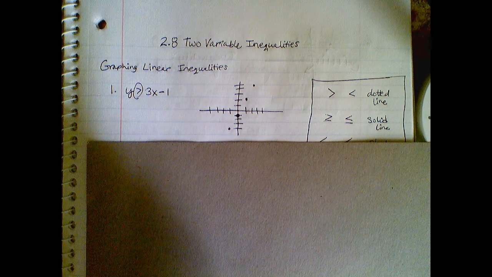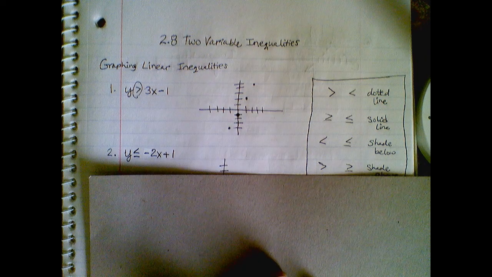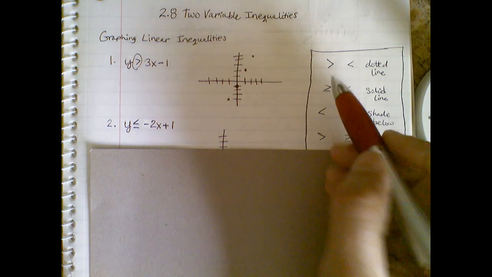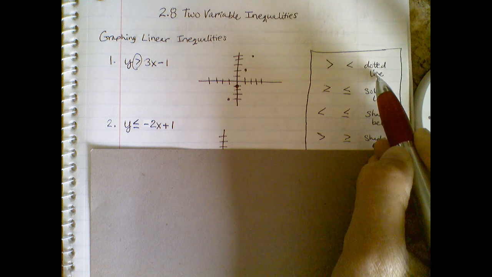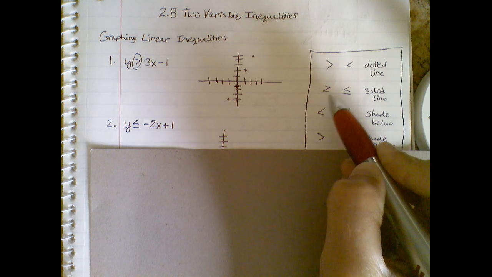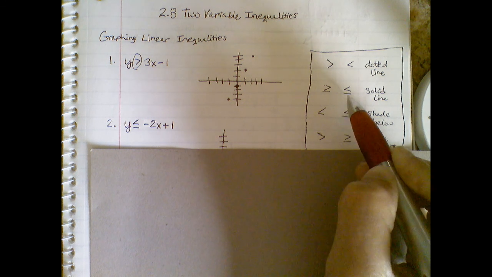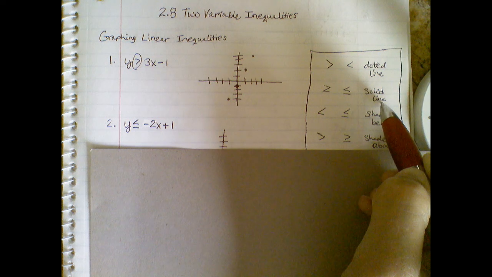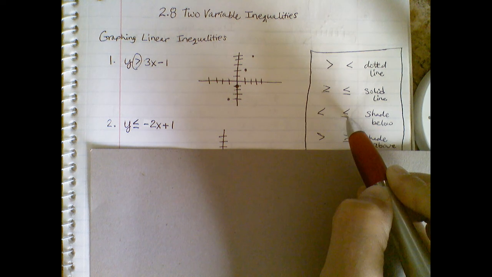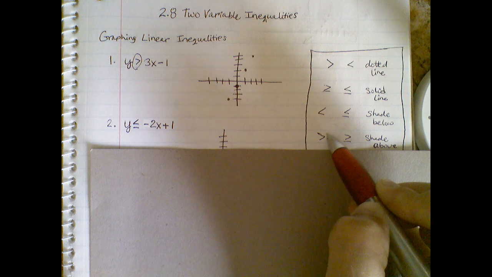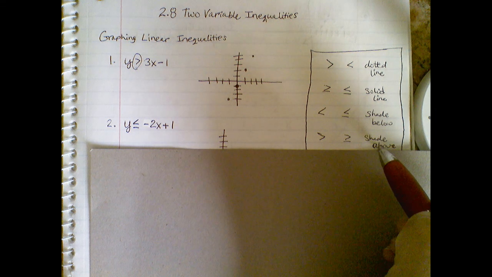It's greater than. Okay, and I made this chart over here on the right: if it is greater than or less than, it's a dotted line. If it's greater than or equal to, or less than or equal to, it has this line underneath it, then I'm going to make a solid line. And then if it's the less than sign, I shade below. If it's the greater than sign, I shade above.